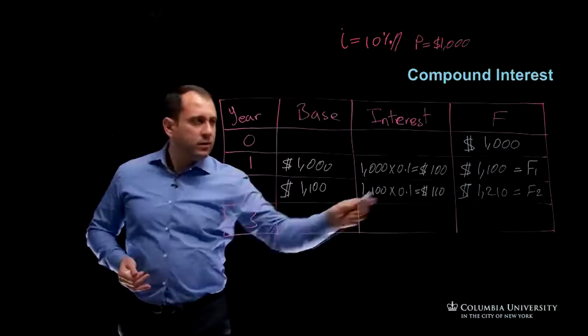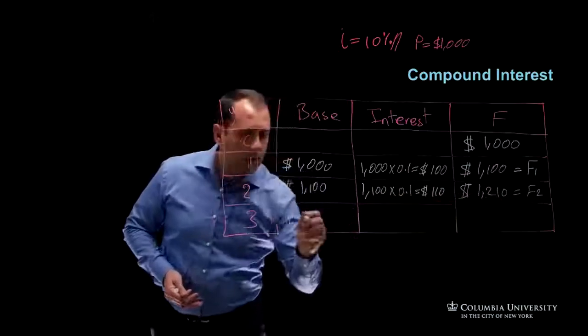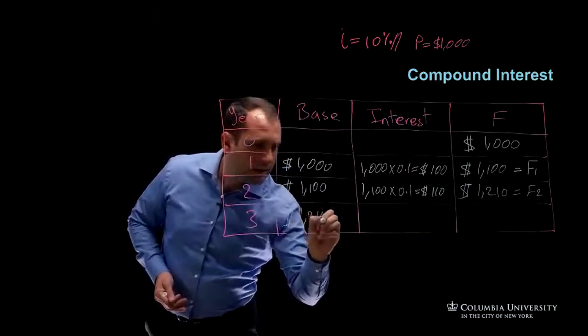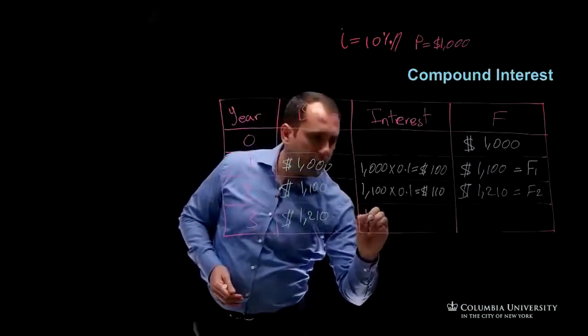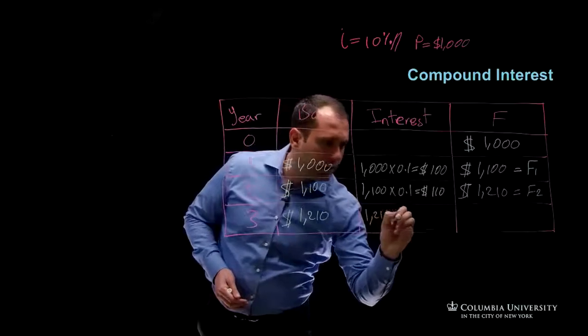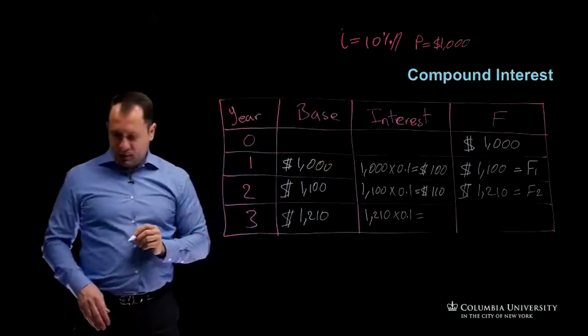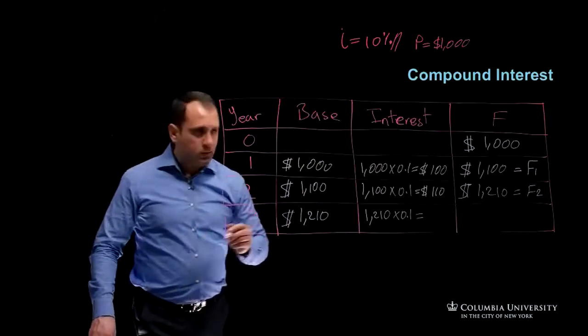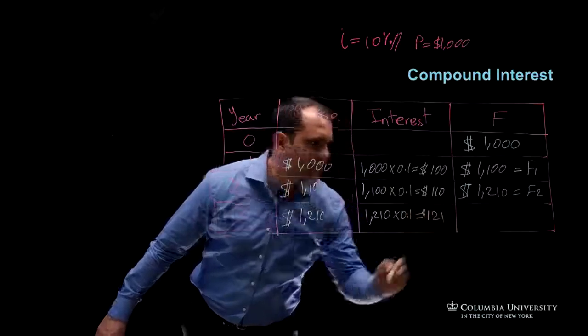For year number 3, you then have a base of $1,210, and you multiply the $1,210 by the interest. That will give you $121.